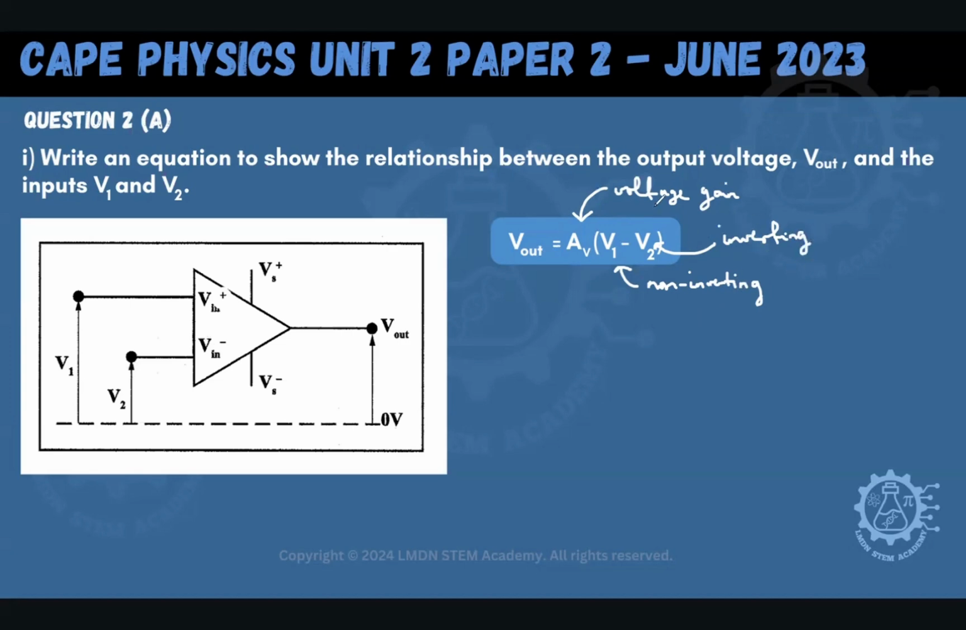So just keep those things in mind. We're going to always be coming back to these. So your V out is equal to your voltage gain times the difference between your non-inverting input voltage and your inverting input voltage. All right, so let's move ahead.